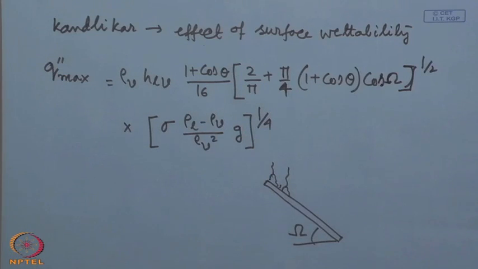So, this relationship is really an extension of the earlier relationships of critical heat flux. Firstly, it takes care of the inclination of the surface on which boiling takes place, and secondly, it takes care of the contact angle of the surface, which is very important in case of boiling.